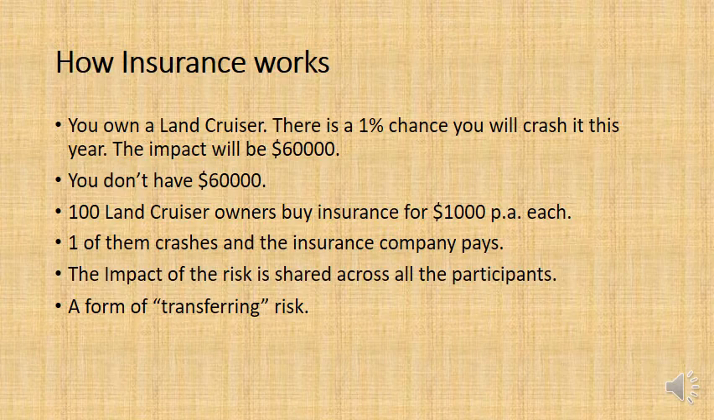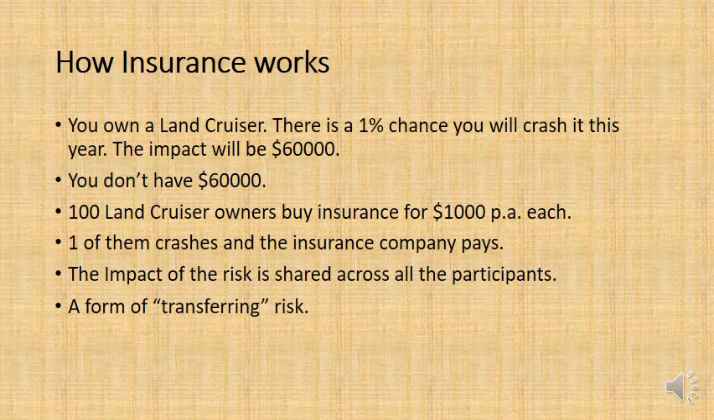So the impact of the risk of $60,000 is actually shared across all participants. We all pay a little bit of money so that one person who crashes his car can fix his car. And so it's a way of transferring the risk. We're sharing the risk across a bigger body of people. So that's an example of how insurance works.